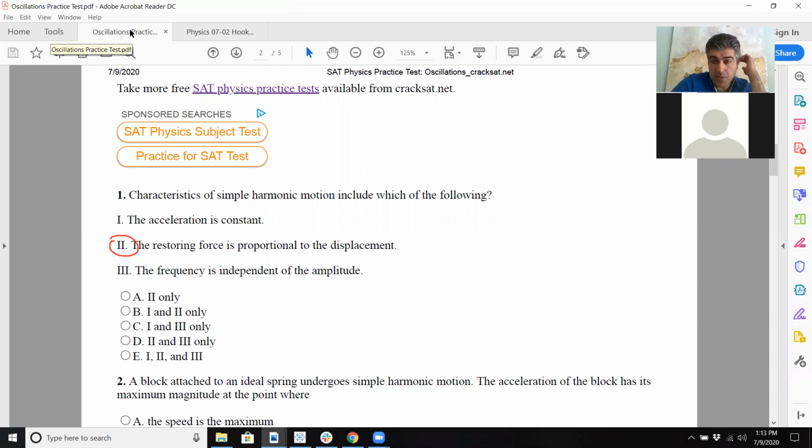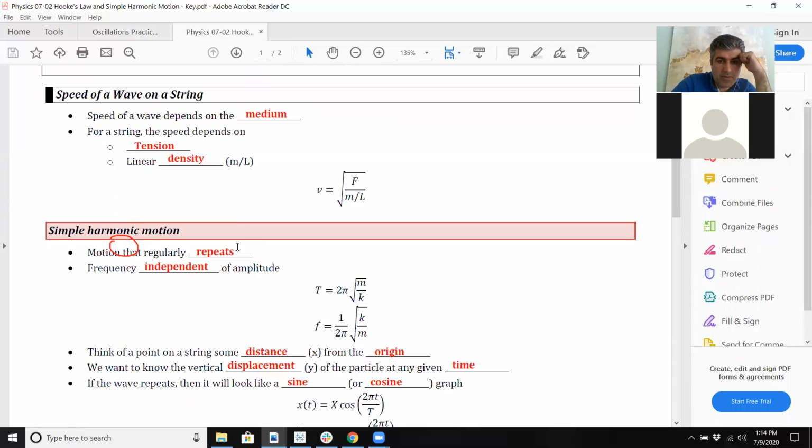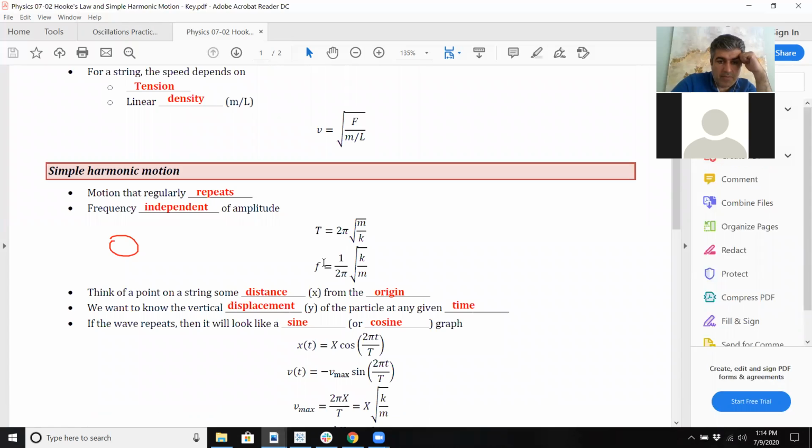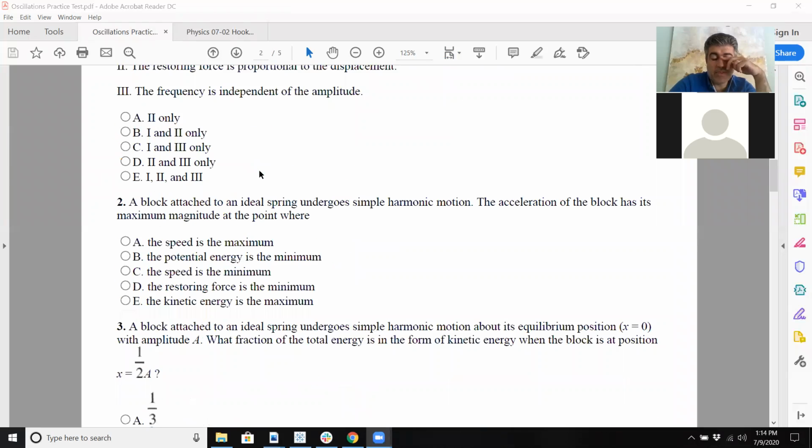Is it independent of the amplitude? Well, frequency, as we see here, is basically 1 over 2 pi, independent of amplitude right there, times root k over m. M is the mass. So frequency won't depend on the amplitude at all. Amplitude is like how high the wave goes. So that's why it's going to be 2 and 3. So do study those notes. So it's D. But it's open note anyway, so you have it all there for you. So organize your notes tonight for sure. So 1 is D, and again, the answer is in Schoology.